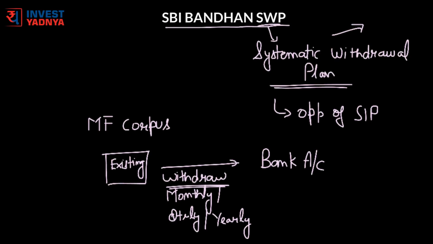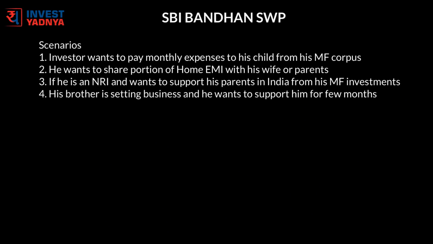Until now, SWP was done in the investor's name and only he or she can get the money into their own bank account. Actually, MF units can be paid to another person only in case of death. But what if an investor wants to provide monthly expenses for his children while they are studying in a different city, or wants to share a portion of home EMI with his wife or parents or children which goes from their respective bank account, or suppose the investor is an NRI and he wants to support his parents or family in India.